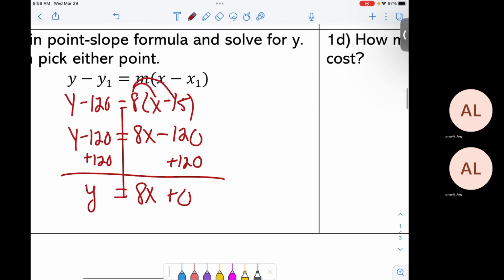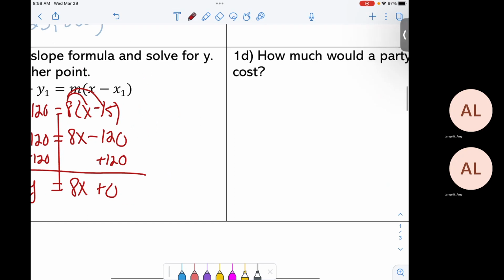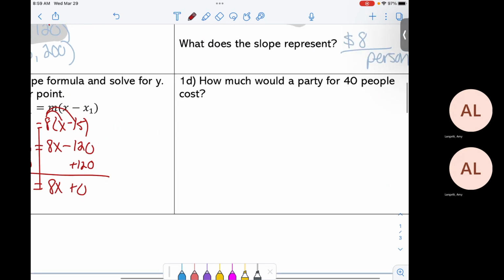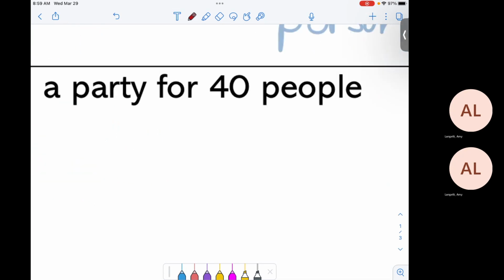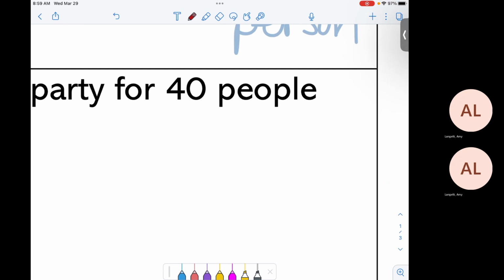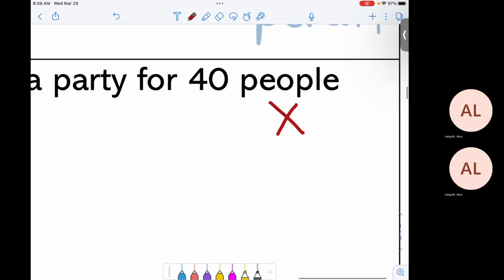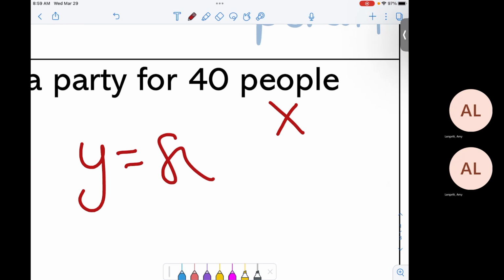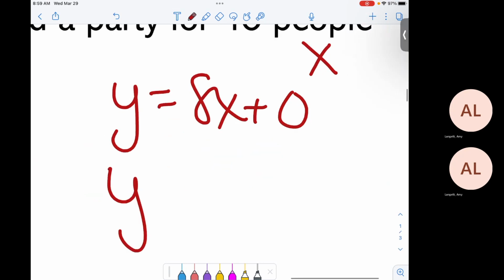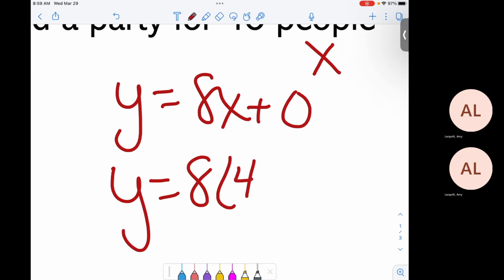Yep. Okay, good. And then it says, how much would it cost if we have 40 people? What do you guys think 40 goes in for? Do you think it goes in for x? That is correct. x was our people. So our equation was y equals 8x plus 0. Again, we don't really need the 0 if you don't want to. So what are we going to do for x? Put in 40.